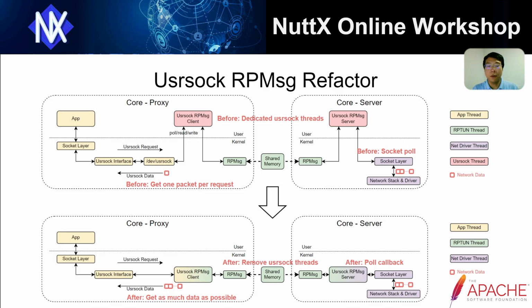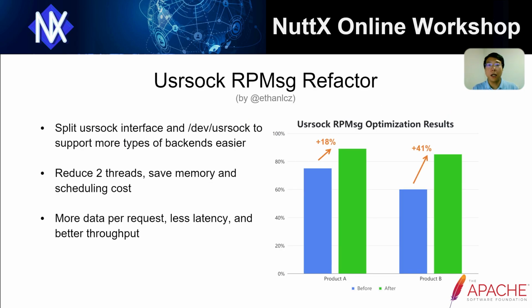In order to do this, we combined the UserSock interface directly to the UserSock RP message client on the client side, and introduced the poll callback mechanism on the server side. Also, we changed the workflow to support transporting a bulk of data in a single request to reduce the latency. After these optimizations, we've got an improvement on the performance of our products by 18% to 41%. Also, after splitting the UserSock device from the UserSock interface, we can support more types of backends more easily.